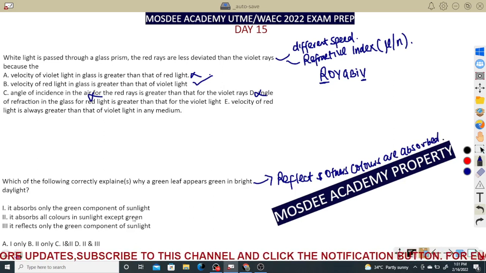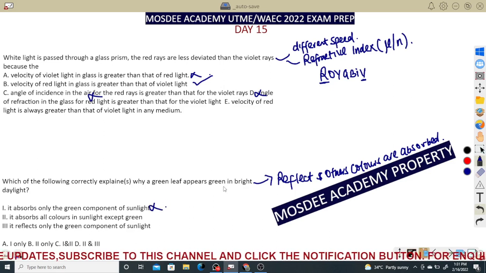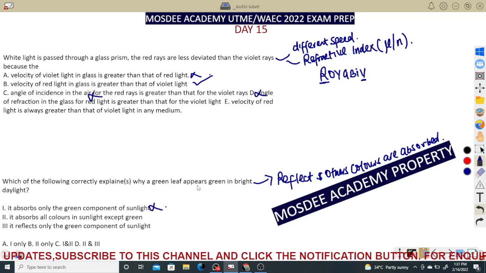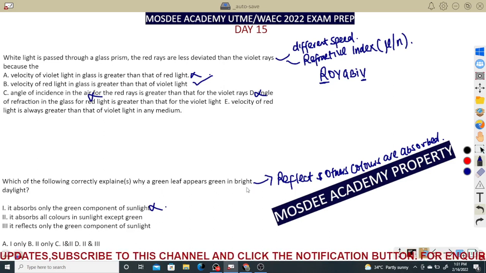Look at it, it's a multiple choice question. It absorbs only the green light. No, if it has absorbed only the green light, that means what? You would see the color black. You won't see green. So this is wrong. A leaf appears green in daylight because what? A green leaf appears green because green is reflecting to your eye.